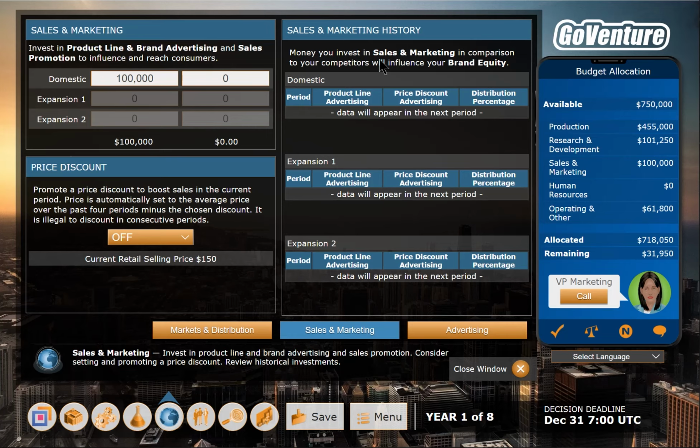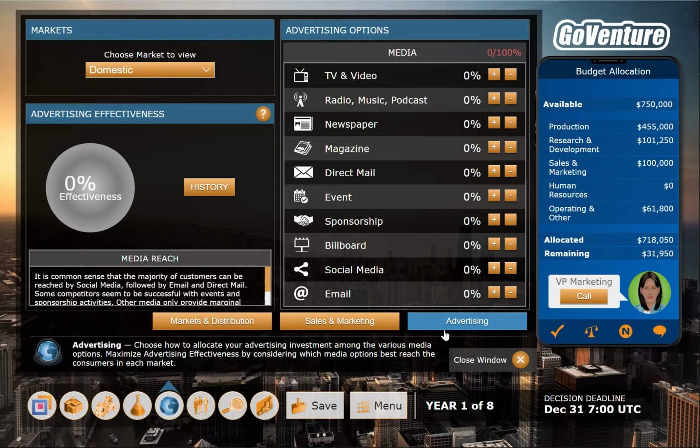I can also apply a discount and promote that discount in order to increase my sales. In the box on the right, I can see my sales and marketing history. Since I'm just starting the simulation, there is no history, but as I keep playing, I'll be able to see and compare how much money I'm spending. Then we can move on to advertising.